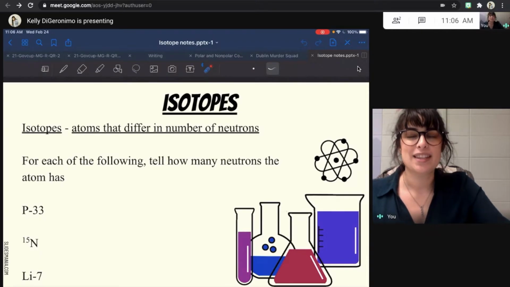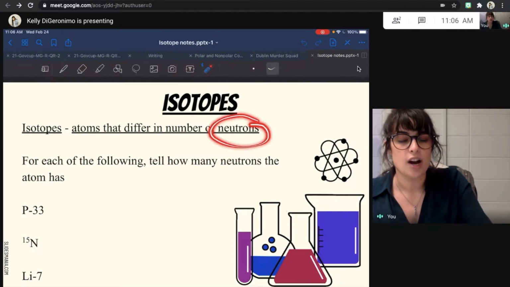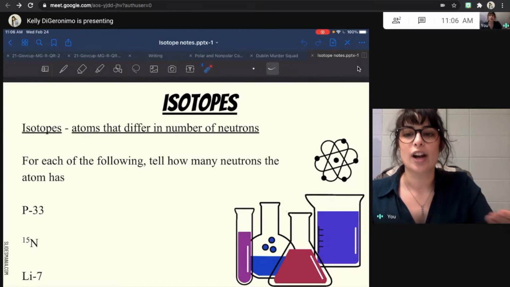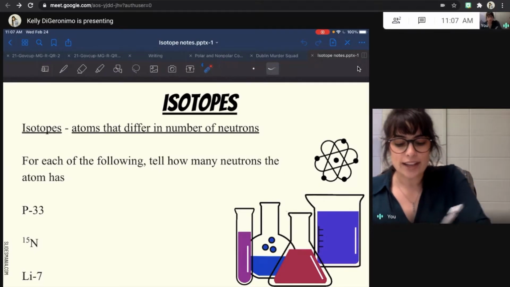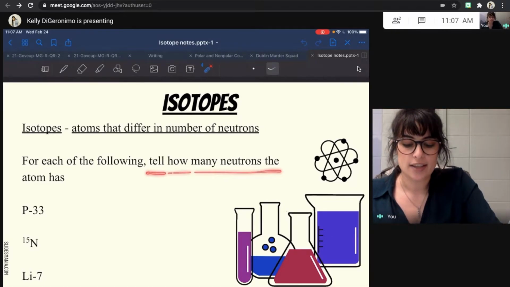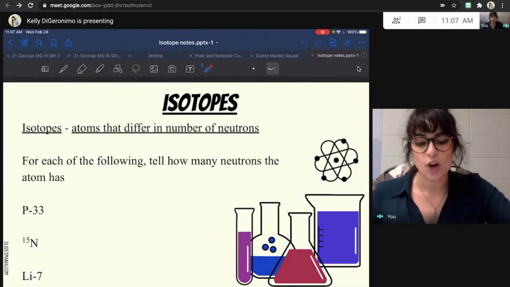Isotopes are atoms that just differ in the number of neutrons. Everything else about them is the same. They just might have a lighter or a heavier nucleus. So let's try some examples. For each of these three, we're going to decide how many neutrons this atom has. It might be an isotope, it might not.